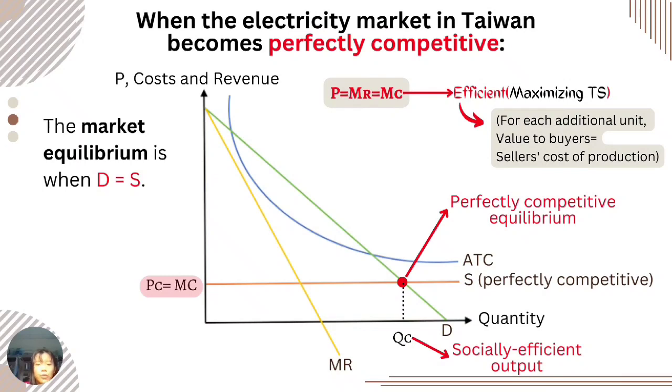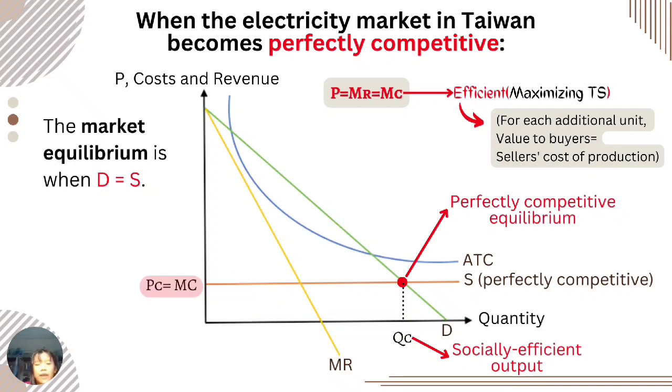So what will happen to the equilibrium when the electricity market in Taiwan becomes perfectly competitive? Here is the new equilibrium. First of all, as we know that in perfectly competitive market, the price will be equal to marginal revenue and equal to the marginal cost, which will cause efficiency in the market because it maximizes the total surplus due to the fact that for each additional unit, the value to the buyers will be the same as the seller's cost of production. So the MC curve is here, and the perfectly competitive price will be the same as the MC.